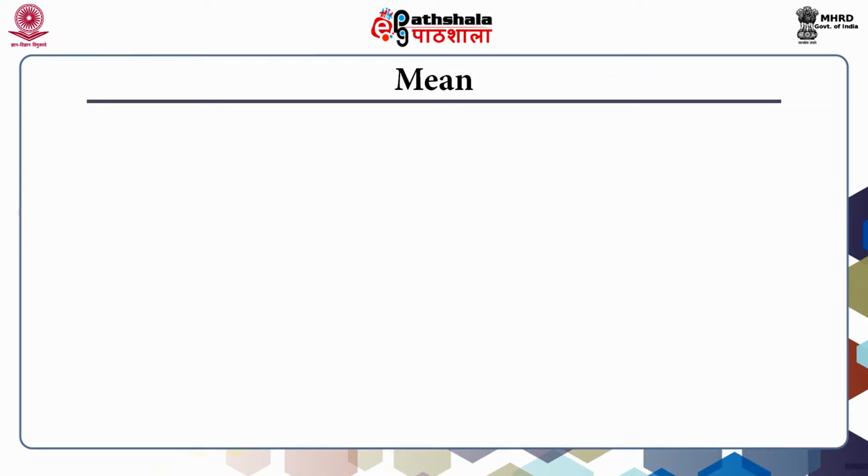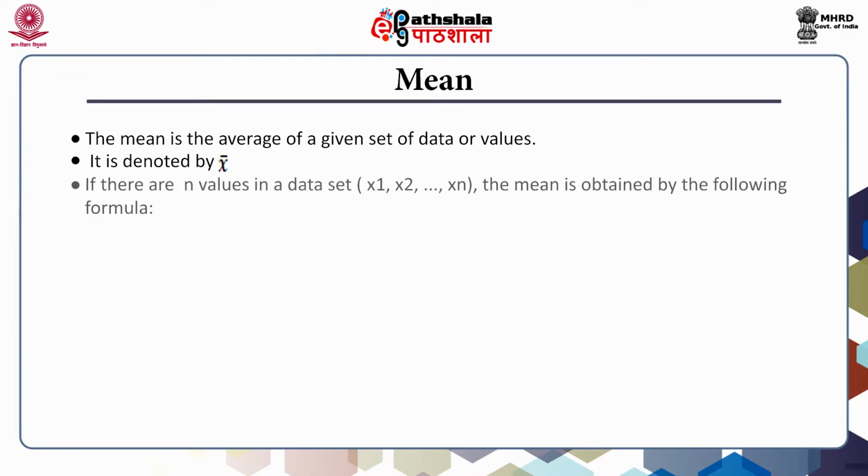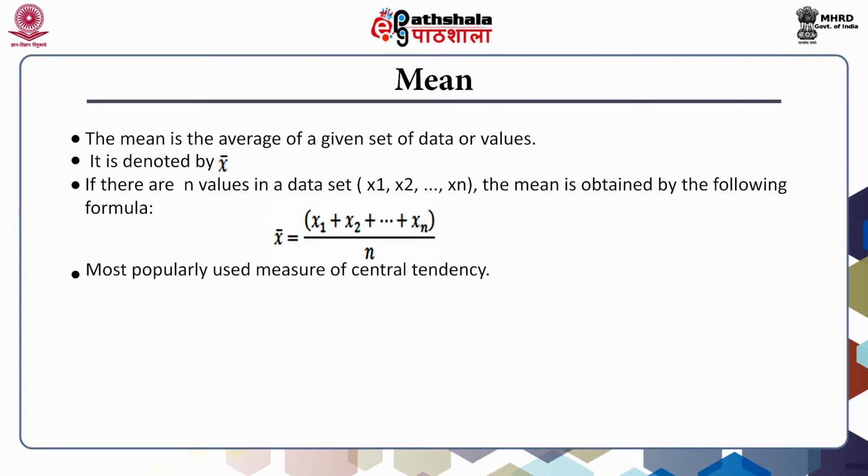The mean. Mean is the average of a set of data or values. The sum of all the data values divided by the total number of values in the data set gives the mean. It is generally denoted by x bar. If there are n values in the data set ranging from x1, x2 till xn, the mean is obtained by the formula given below, where n is the total number of values in the data set. It is the most popularly used measure of central tendency.